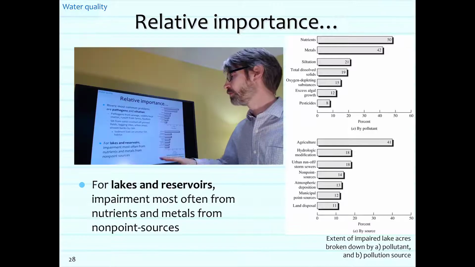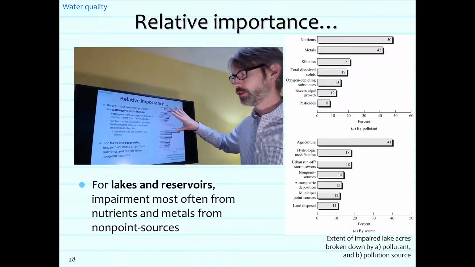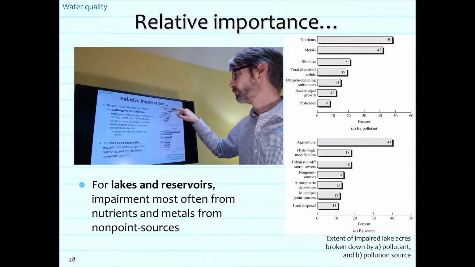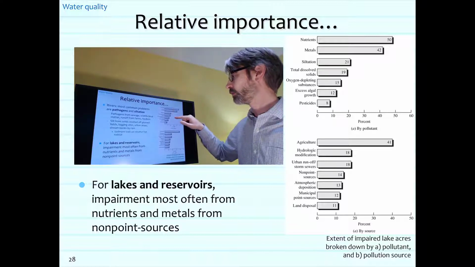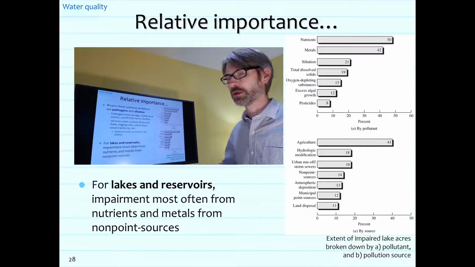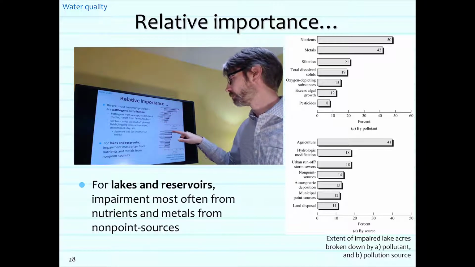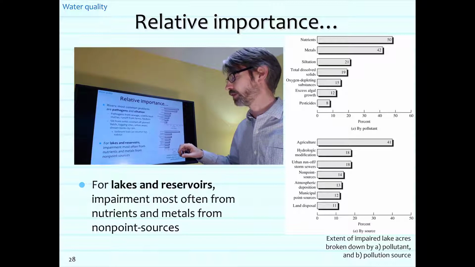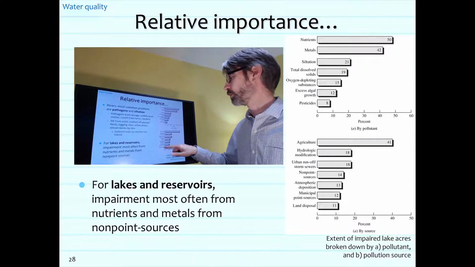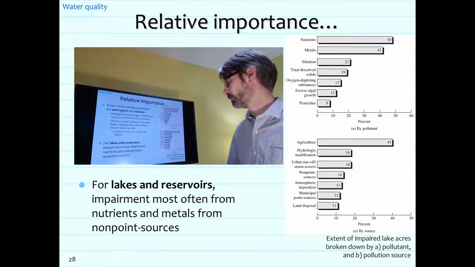For lakes and reservoirs, which are in this figure, the biggest problems are nutrients and metals, followed by siltation, TDS, oxygen-depleting substances, algal growth, and pesticides. And again, the primary source is agriculture, followed by modifications to the rivers and lakes, followed by urban runoff and storm sewers, and then non-point sources and so on.